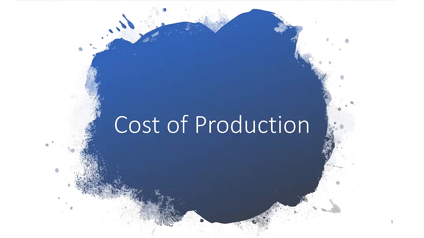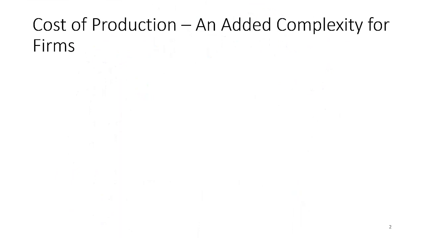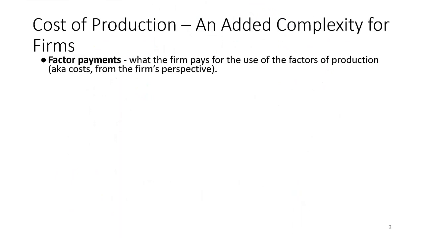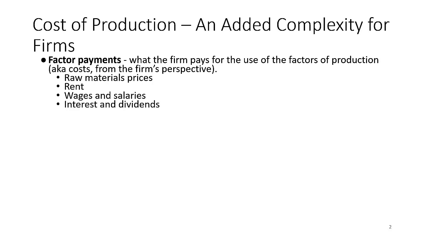So let's try to understand some of the concepts before we delve deeper into the cost of production. First, let's try to understand something called a factor of payments, which we already did. So factor of payments is what the firm pays for the use of factors of production, which is also the cost from the firm's perspective. And what are some of the costs? These are raw material prices, rent for use of land, wages and salaries for use of labor because you need labor to produce goods and services, interest and dividends because often you borrow money to build your factory or buy raw materials and you have to pay interest on that, and finally profit.